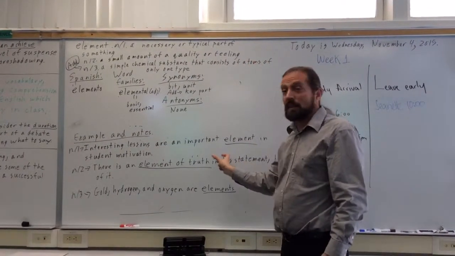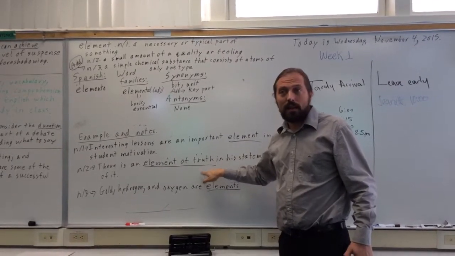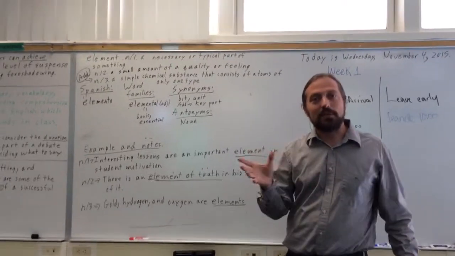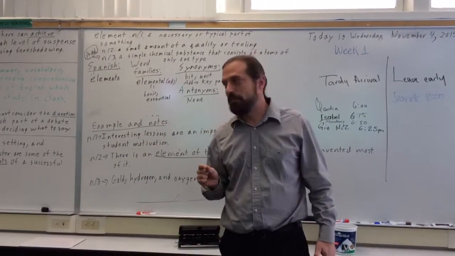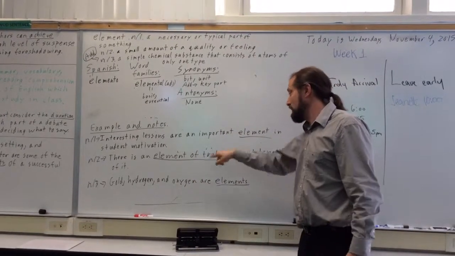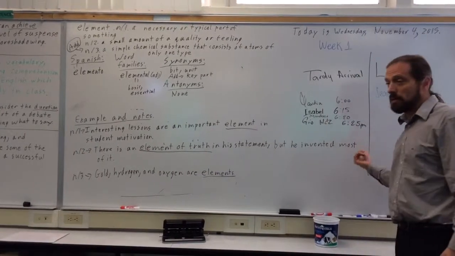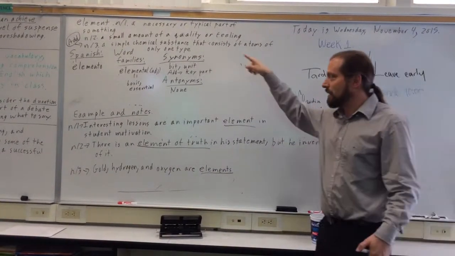Really, you use this with certain expressions, especially element of truth. An element of truth means a small amount of truth. It's like if somebody tells you something that's mostly fake or invented, but there's a little bit of truth. You could say, there is an element of truth in his statements, but he invented most of it. Most of it is fake, but there's a little bit of truth. That's that meaning of element.